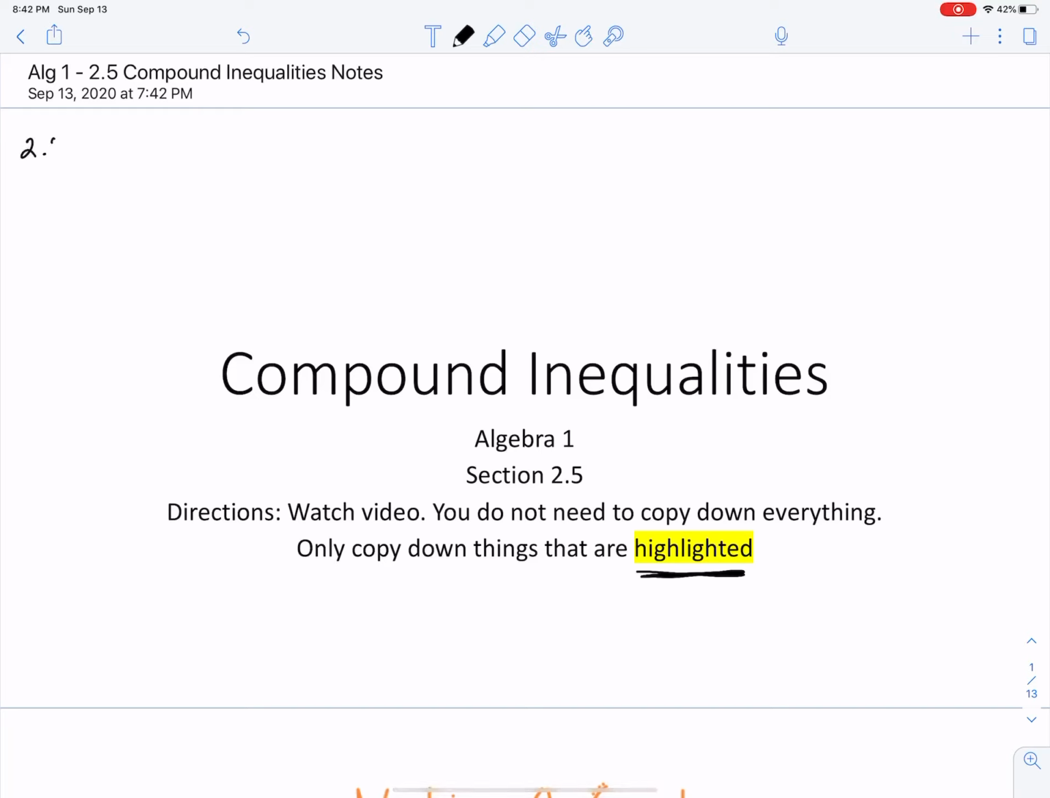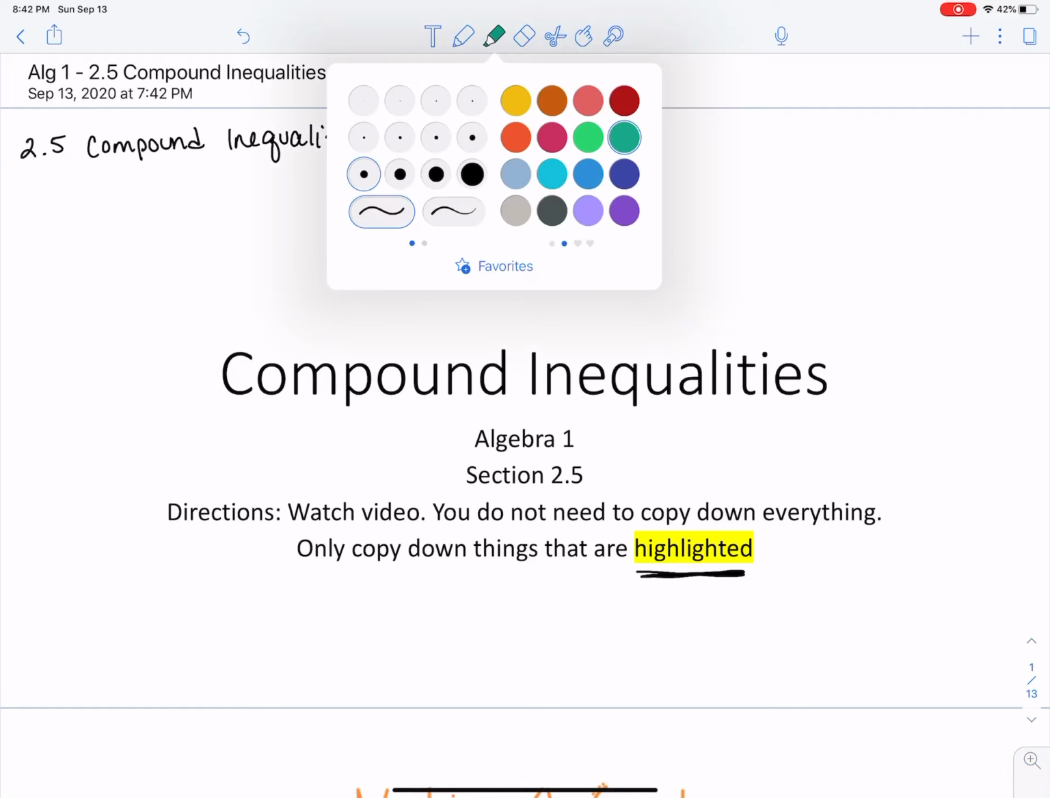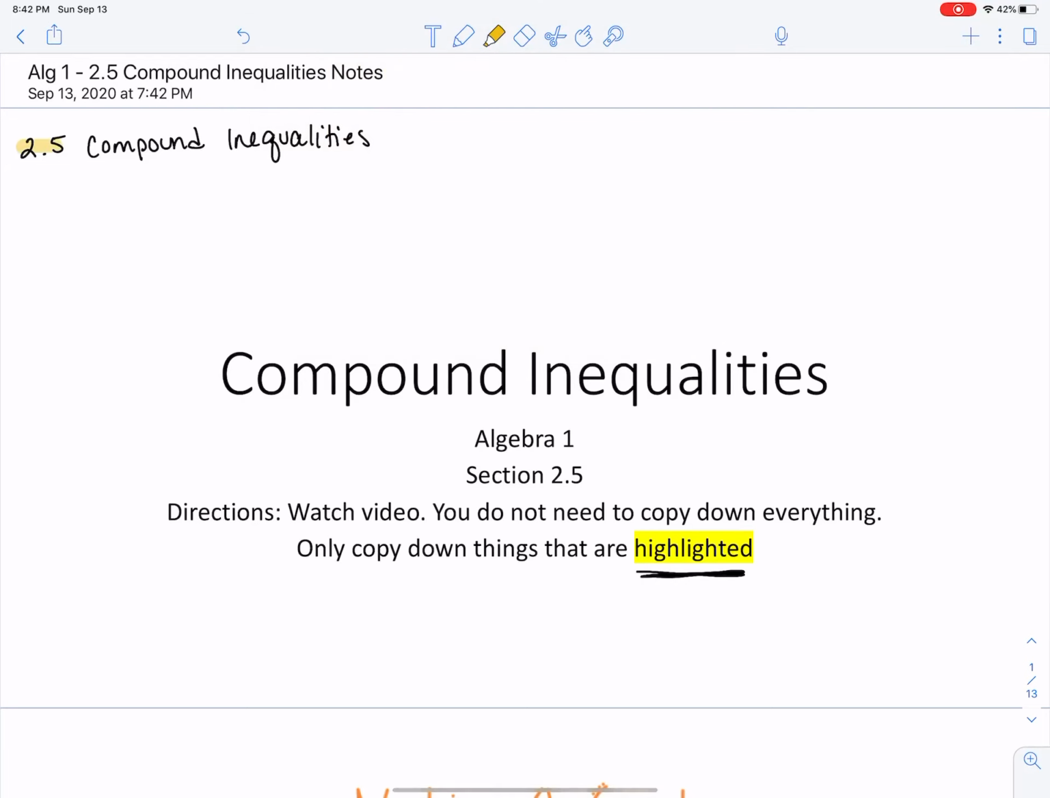We are in section 2.5, and these are called compound inequalities. To keep my word, I'm definitely going to highlight this for you. Oops, I'll put it in yellow though. So go ahead and write that down.